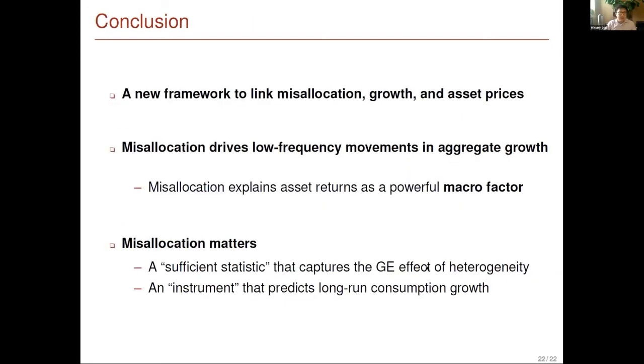Okay, let me conclude. In this paper, we propose a new framework to link misallocation, growth, and asset prices. We show misallocation drives the low-frequency components in aggregate growth. Because of this, it can explain asset returns as a powerful macro factor. It's a non-trivial result. And in the model, we show misallocation is a sufficient statistic that captures the effect of heterogeneous firms, and empirically it can be used as an instrument that predicts this latent long-run consumption growth. Thank you.